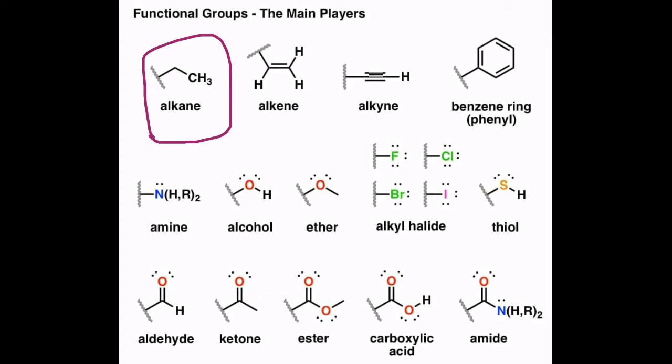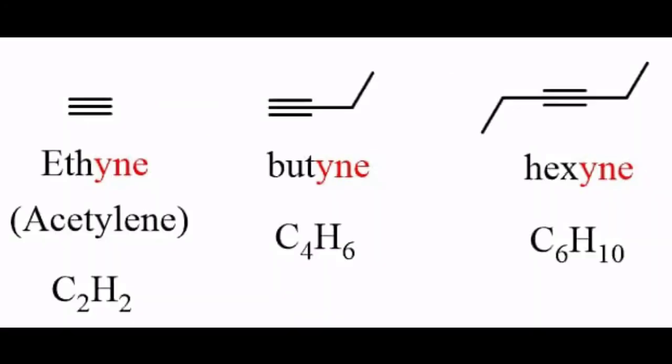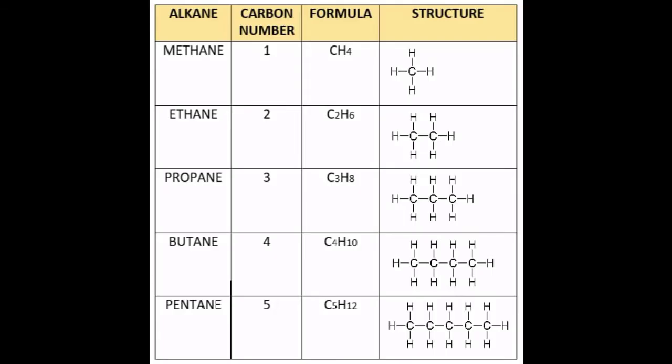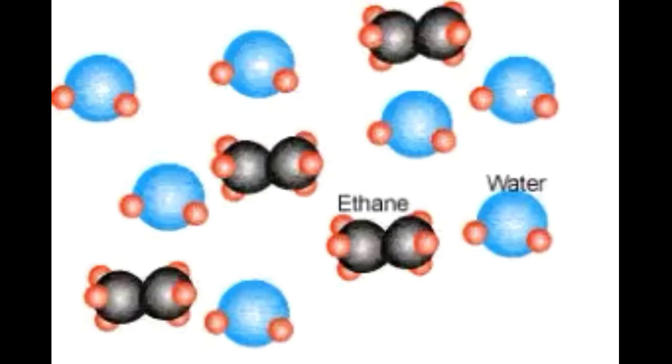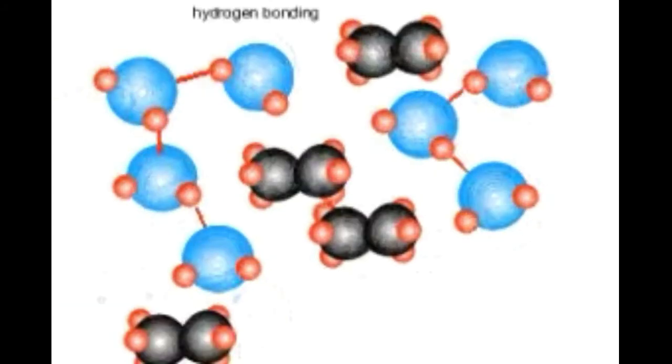Alkanes are least reactive when compared to other classes of hydrocarbons. Alkynes are the most reactive due to the presence of the triple bond. Alkanes are saturated, whereas alkenes and alkynes are unsaturated. They are insoluble in water.